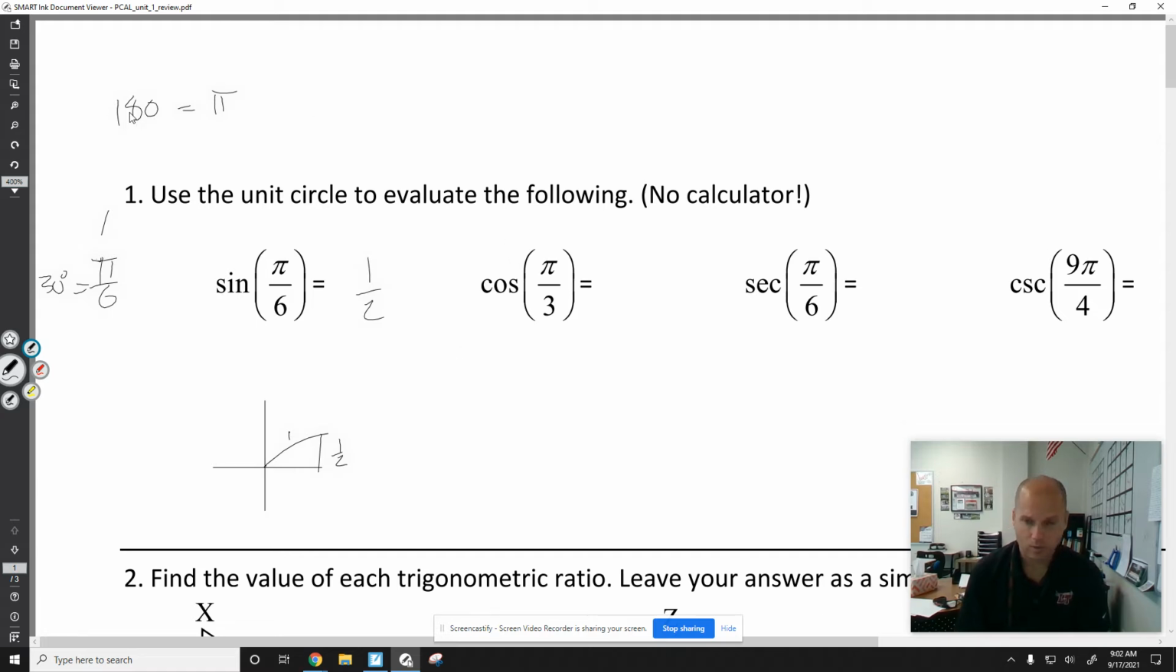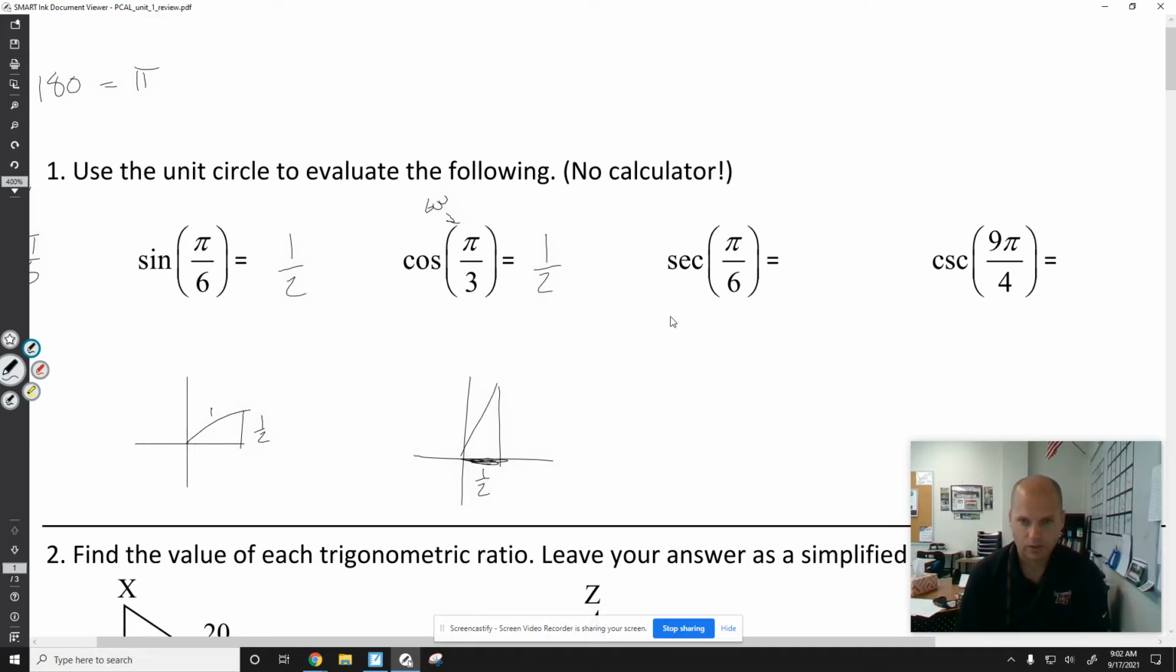Pi over 3, take pi divided by 3. Take 180 divided by 3, you get 60. So same quadrant, first quadrant, but 60-degree angle. Cosine's the adjacent, the horizontal, the x distance. In this case, it's also 1/2.